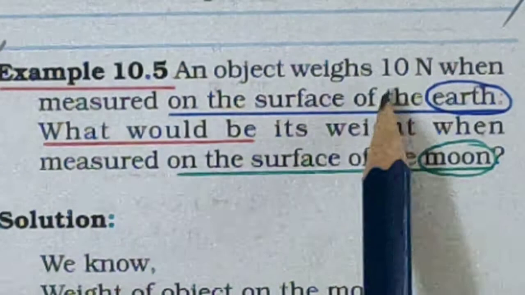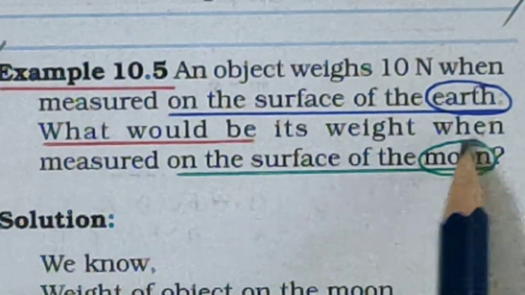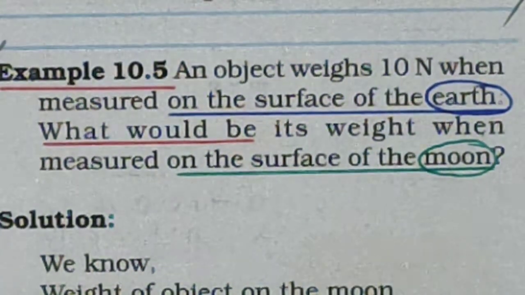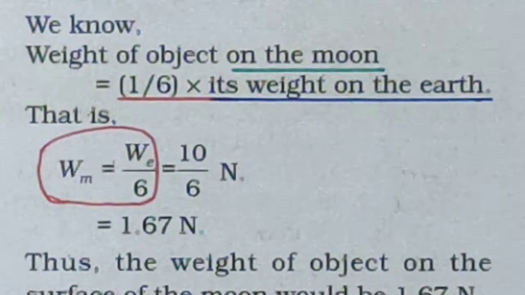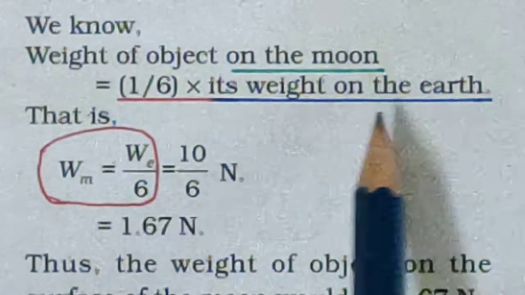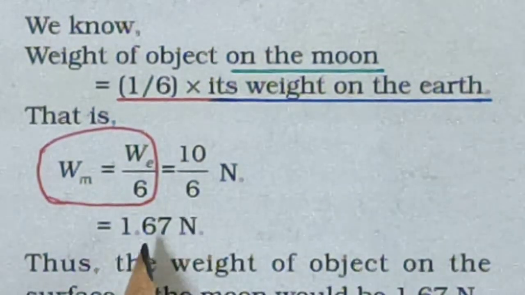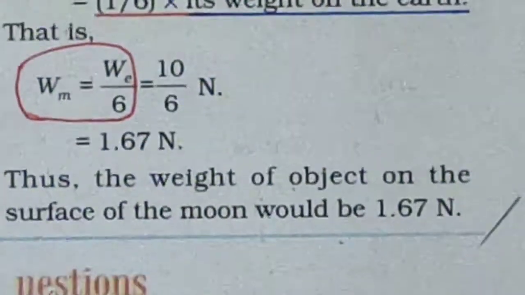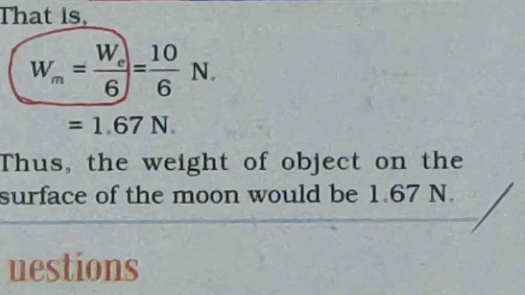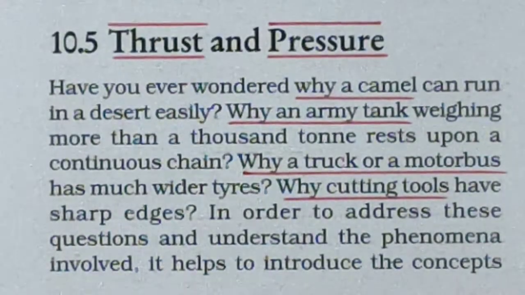An object weighs 10 newtons when measured on the surface of the earth. What would be its weight when measured on the surface of the moon? We have the formula for that. We know the weight of the object on the moon is equal to 1/6 its weight on the earth. That is, Wm is equal to We by 6, that is 10 by 6, that is 1.67 newtons. Thus, the weight of the object on the surface of the moon would be 1.67 newtons, which was 10 newtons on the earth.